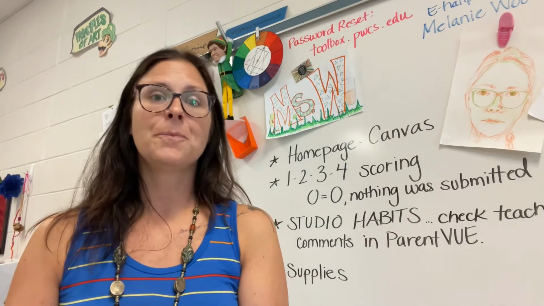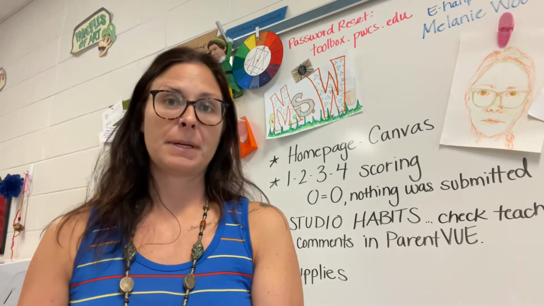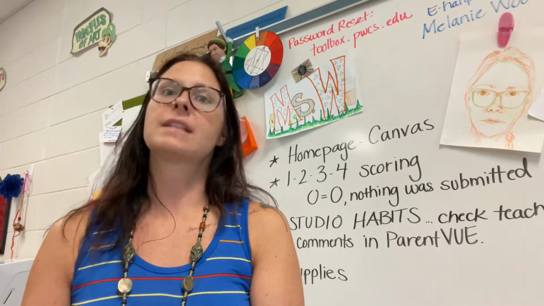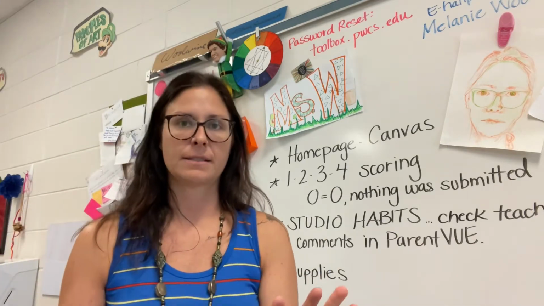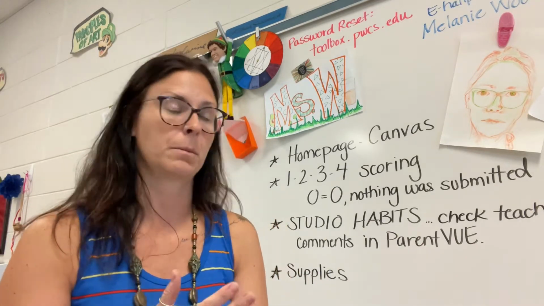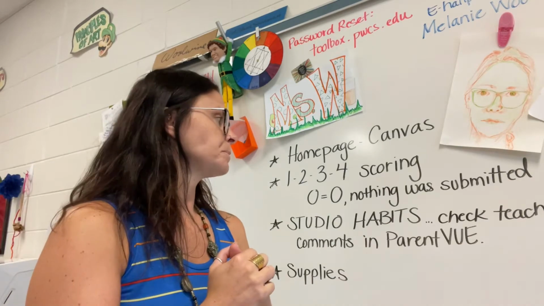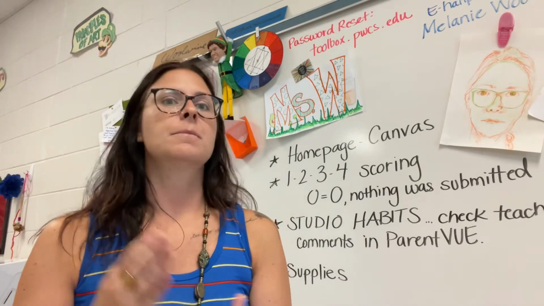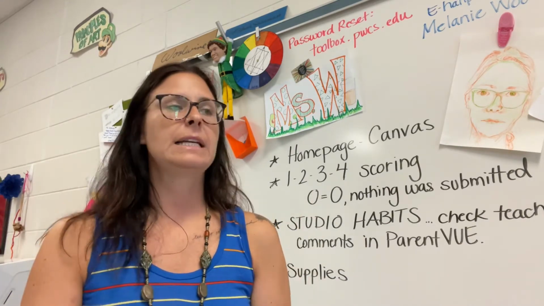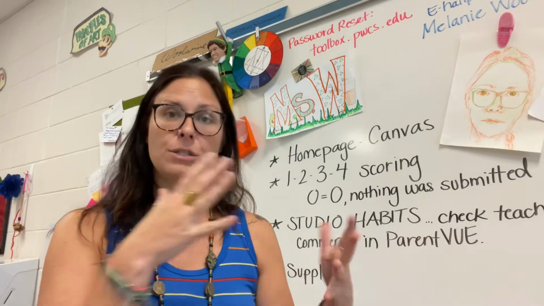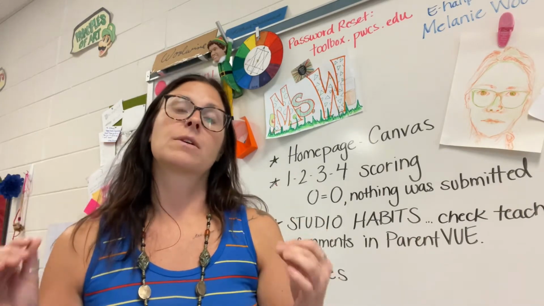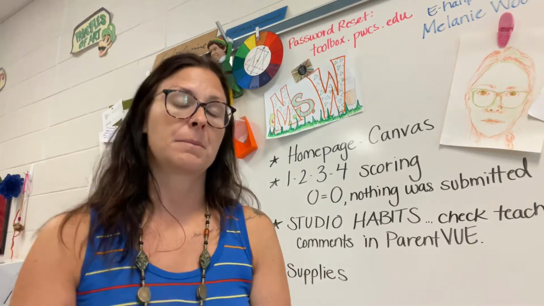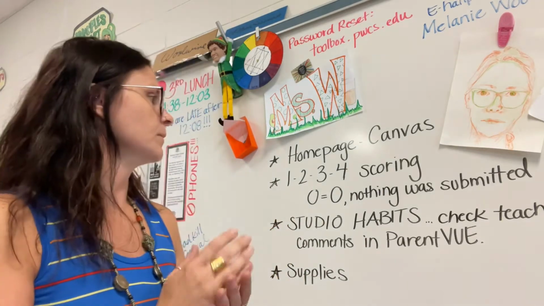If it's a 2, they're probably not meeting expectations. If it's a 1, they are definitely not meeting expectations. If it's a 0, they're not doing anything in class and they're having behavioral issues, more than likely. If it's a 4, they're doing awesome. Every day they come in, they help clean up the class, they do what they need to do for their personal work. So that's a really good score if they get a 4 for studio habits. That means that they're really working hard.